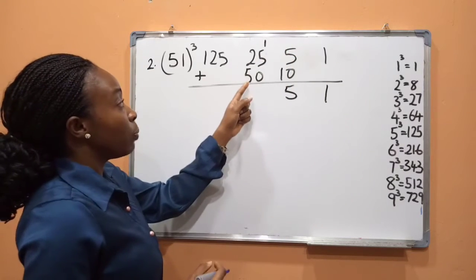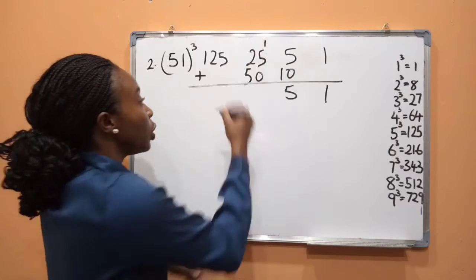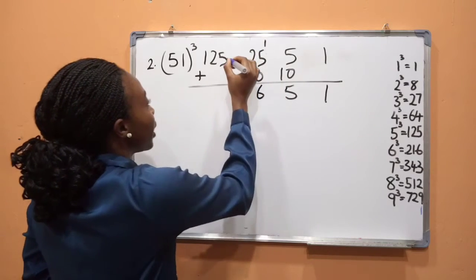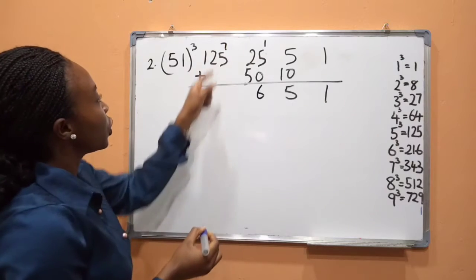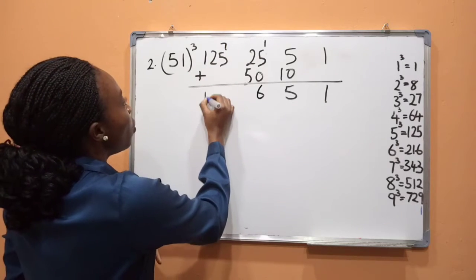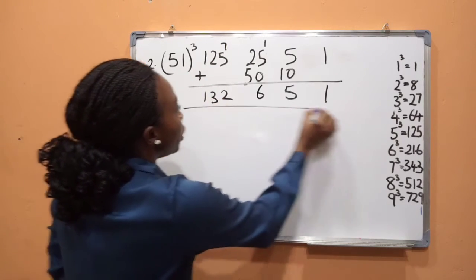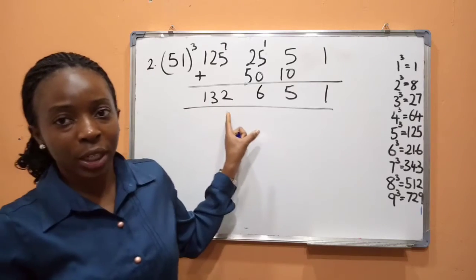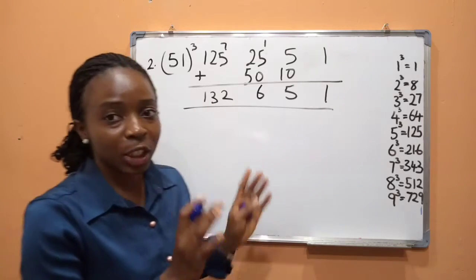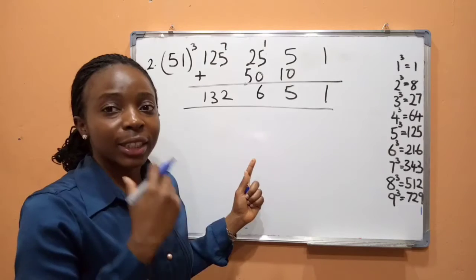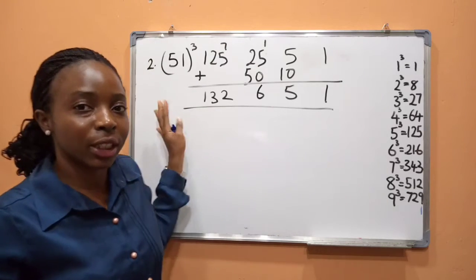By the time you say 25 plus 50, you have 75 plus 1, you have 76. You write 6 and carry 7. So when you sum this up, you're going to have 132. So if you check it out, this is going to be the answer, all right? This is the easiest way you can do it. Let's take a look at one more example under this section.